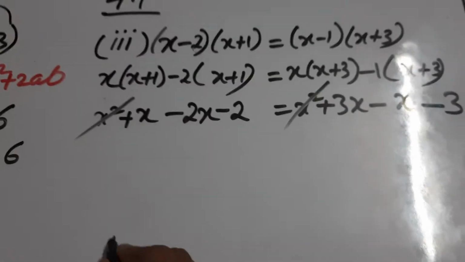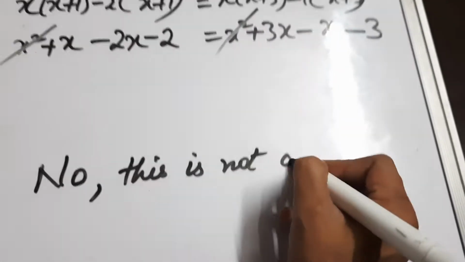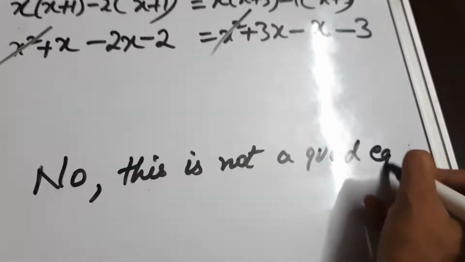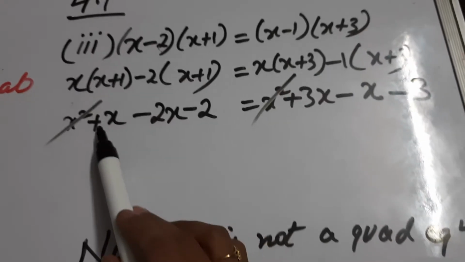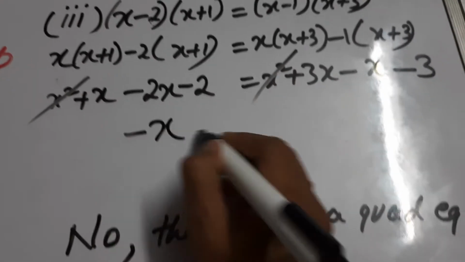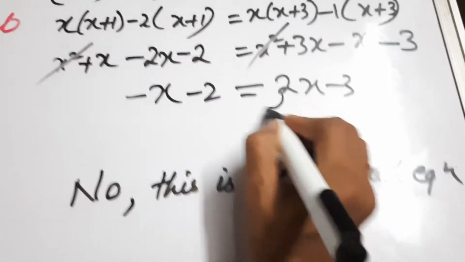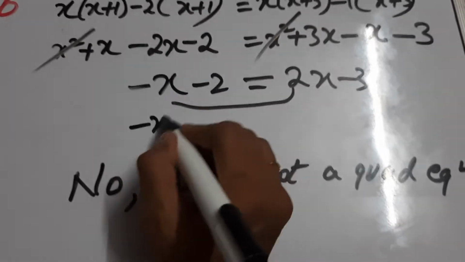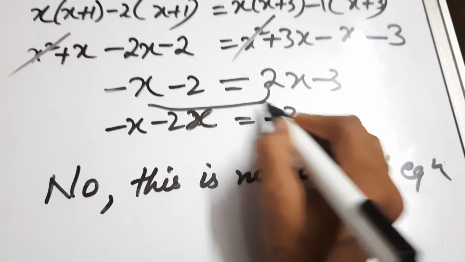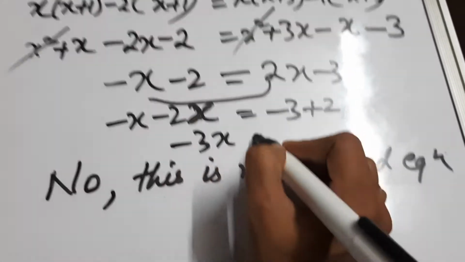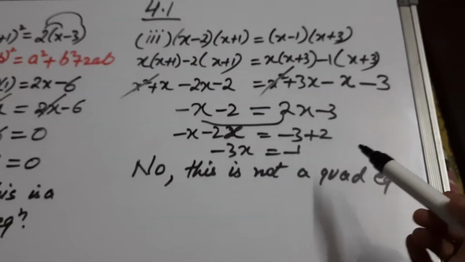So we will write the answer as no, this is not a quadratic equation, right? So if you want to solve it further, we can solve it. Like terms, 1x minus 2x is minus x minus 2, 3x minus x is 2x minus 3. Again combine the like terms, minus x minus 2x is equal to minus 3 plus 2. So we'll get minus 3x is equal to minus 1. Means it is not a 2 degree equation, so no, this is not a quadratic equation.